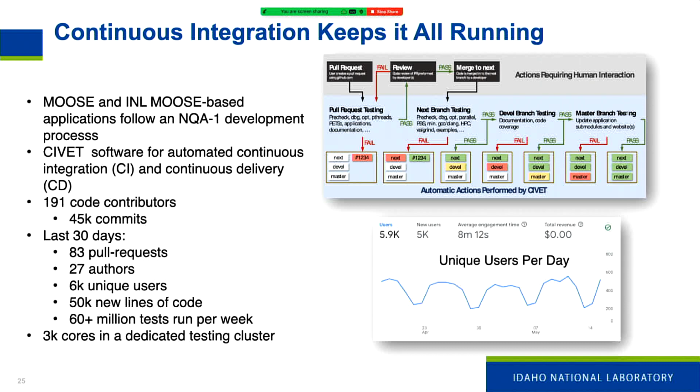As you can see, there's been 200 code contributors to Moose with 45,000 commits. In order to keep all that working, we run over 60 million tests per week across a dedicated testing cluster with 3,000 cores in it that is spinning constantly. And you can see up here on the right a schematic of how all the automated testing and verification goes. And we do both continuous integration and continuous delivery.